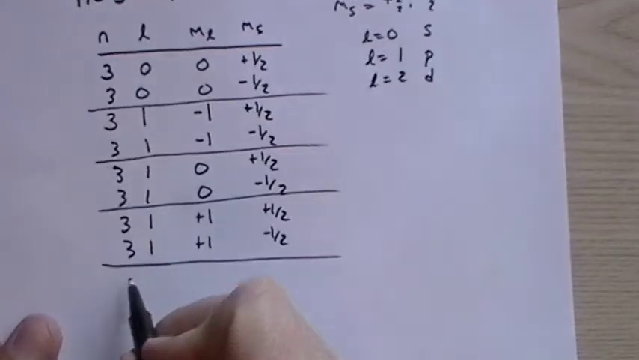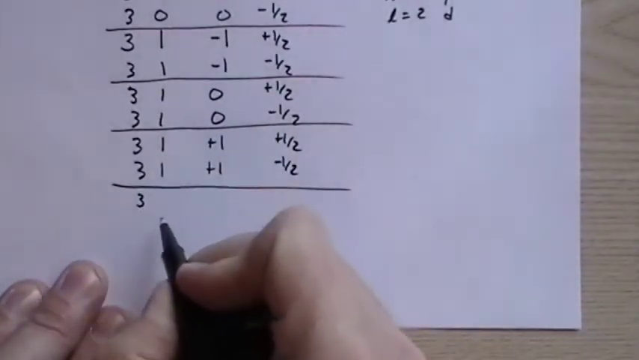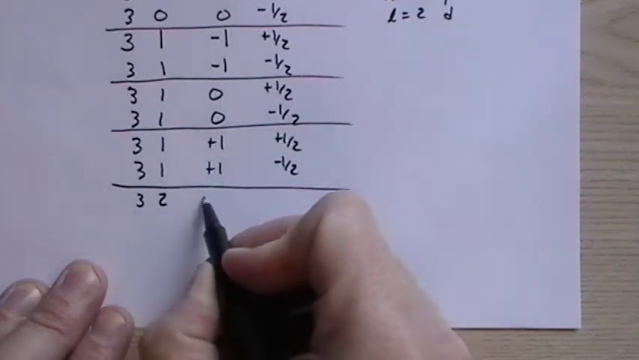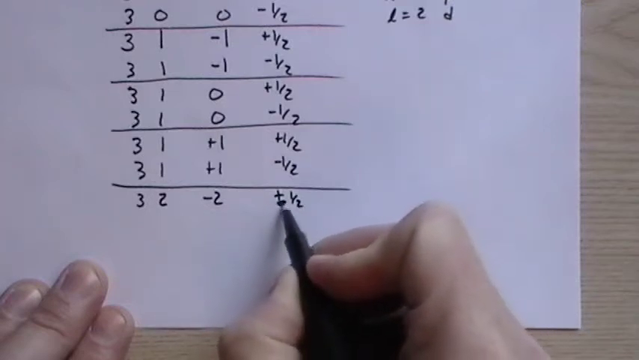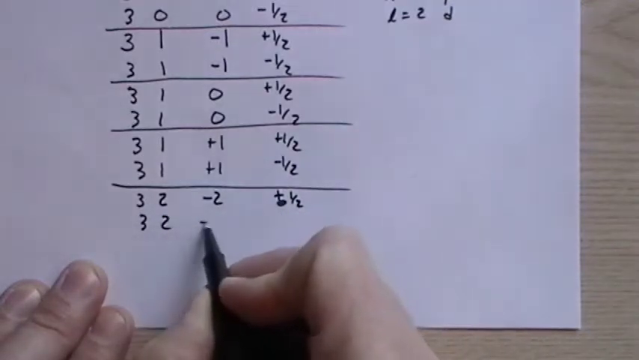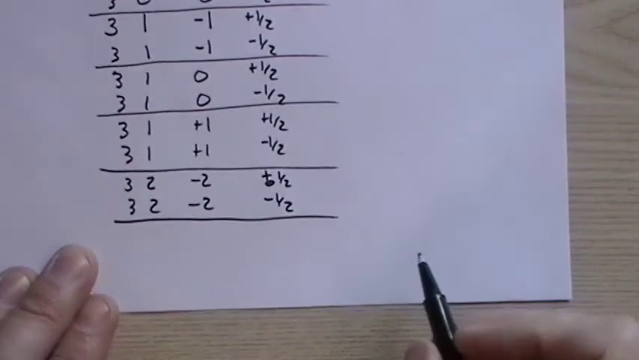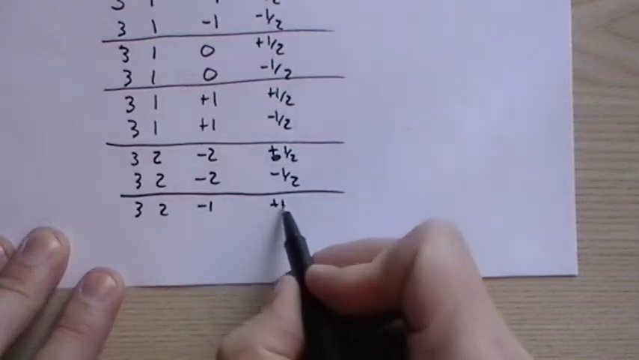Then we can have L is equal to 2, and that is a d orbital. So I might run out of room, but we'll have 3. I think I'll shorthand it now. So this is 2, minus 2, and then it can be plus or minus 1/2. I won't do that. I think I'll just write them all out, and make sure that there are no mistakes. 3, 2, and then minus 1 is a possibility.